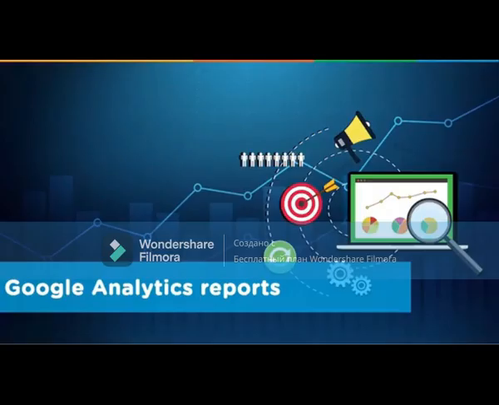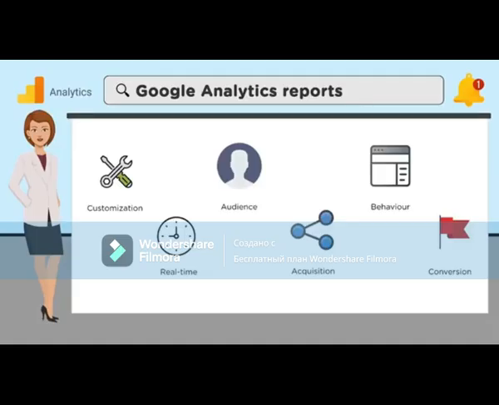So now let's take a look at some Google Analytics reports. Once you've set up your account, you have a number of different reports available to you in Google Analytics. We're going to look at customized reports, real-time, audience reports, acquisition, behavior, and conversion. These are all the different reporting buckets, if you will, that you have available to you in Google Analytics.